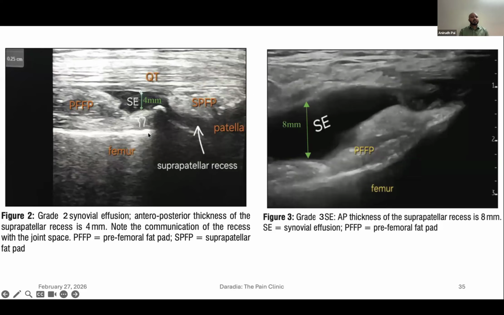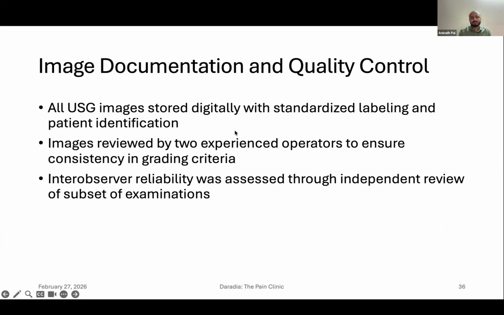Here we have grade 2 synovial effusion. That's the first picture. Here we can nicely see that there is fluid in the suprapatellar recess. Here the measurement is 4 mm, so as per the criteria that comes as moderate. And in the third picture, we can see that there's quite a bit of fluid, right? So this comes up to severe, that is, grade 3.